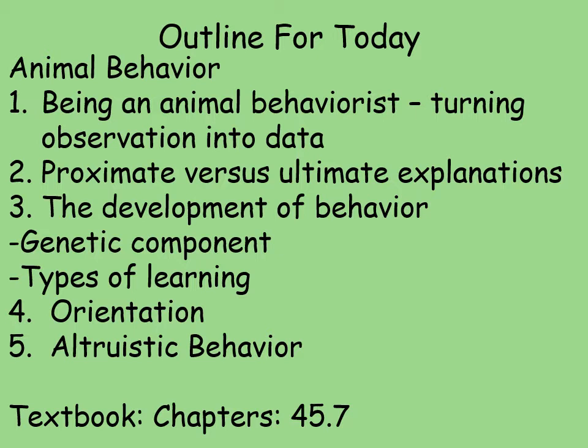So we're going to talk about a few concepts related to animal behavior. The first thing we're going to discuss is just how to be an animal behaviorist. So how can you turn observations of behavior into data which you could run statistics on? Then we're going to look at the difference between proximate and ultimate explanations, proximate and ultimate questions, and then how behavior can develop, so the concept of genetic components versus different types of learning. And then we're going to look at a few specific types of behavior, so orientation behavior, and then lastly, altruistic behavior. And there's the textbook chapter that deals with behavior.